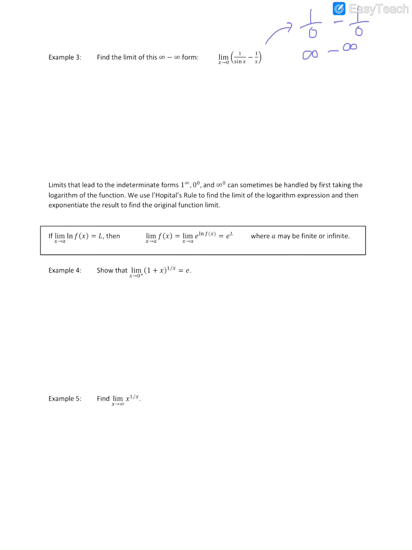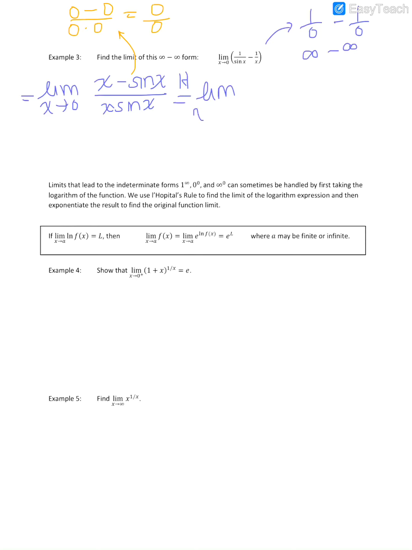One thing I'm noticing is I have two fractions. What if I got a common denominator? We can try. If I do that, the limit as x approaches 0, I would have x minus sine x over x sine x. That's just getting a common denominator. Now if I plug in the 0, on the top I would have 0 minus 0. On the bottom I would have 0 times 0. 0 over 0, I can use L'Hopital's.